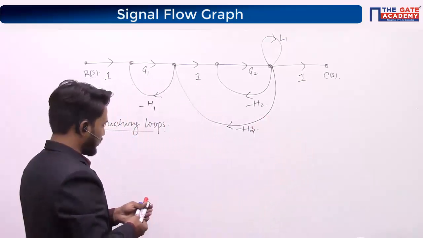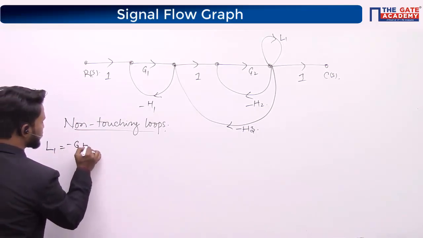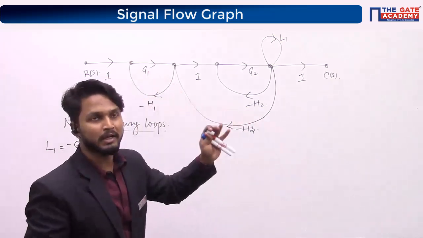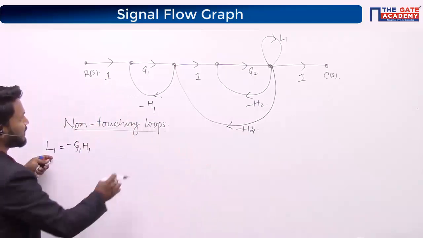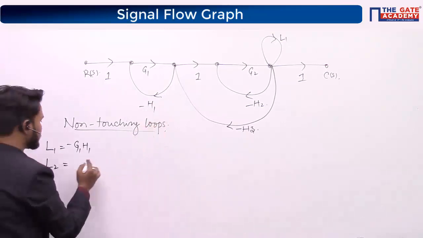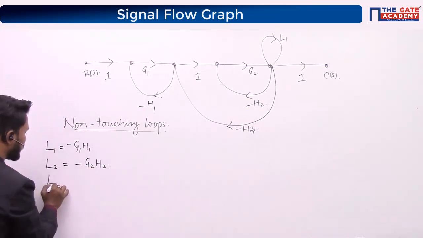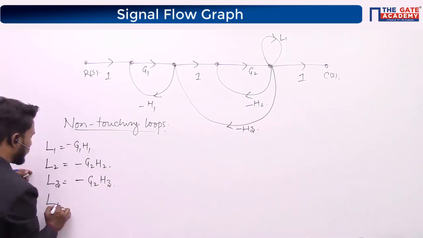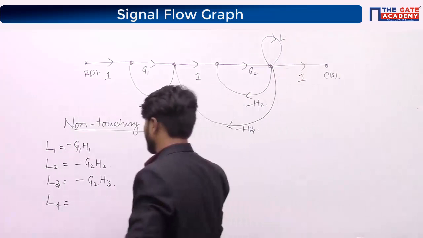So let us first of all write down the gains of all the loops, and give them names. The first loop gain L1 is minus G1 H1. L2 is minus G2 H2. Let us call L3 as minus G2 H3. L4, let us call it as L only, just L.